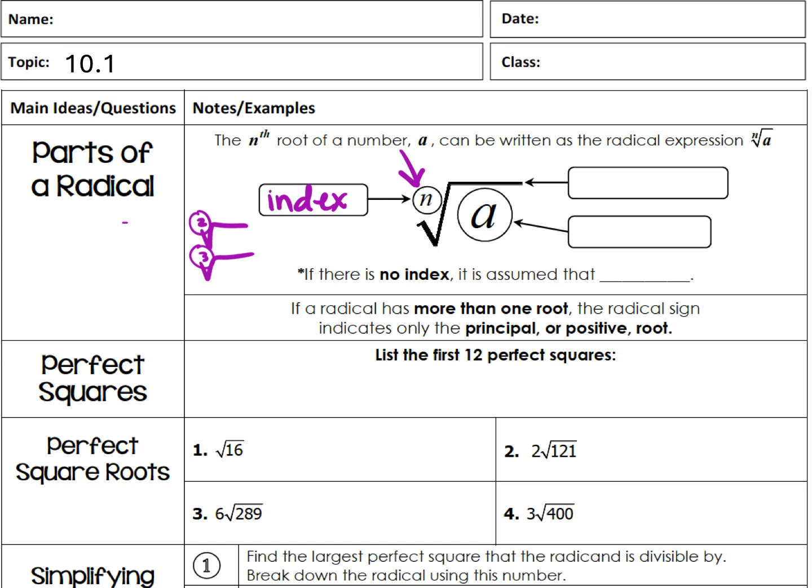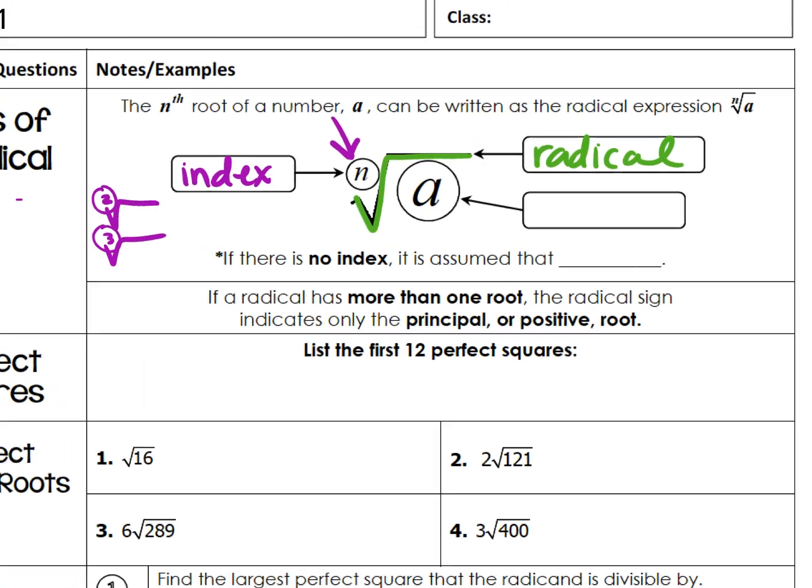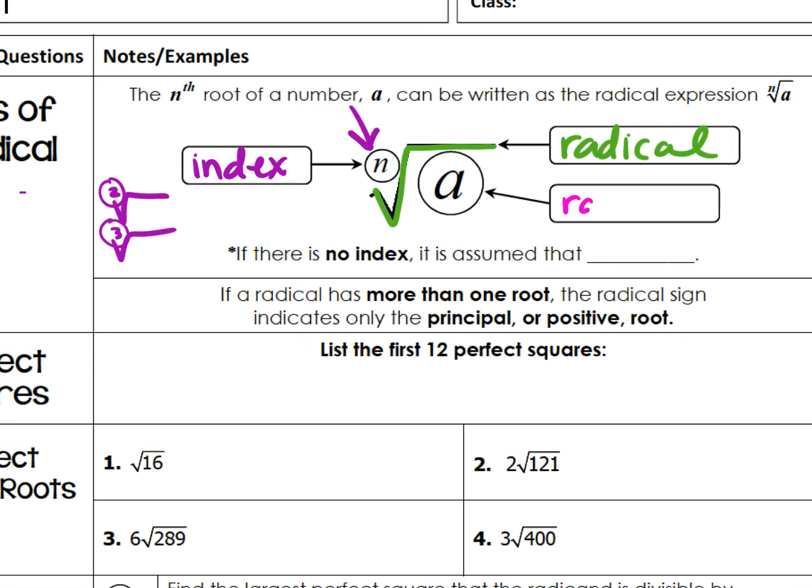Anyone know what we call this guy? Radical. It's the radical. That symbol is your radical. And then anyone know what you call the thing under the radical? The number. It's called your radicand. Radicand with a D at the end.